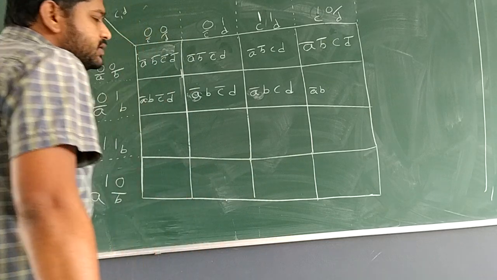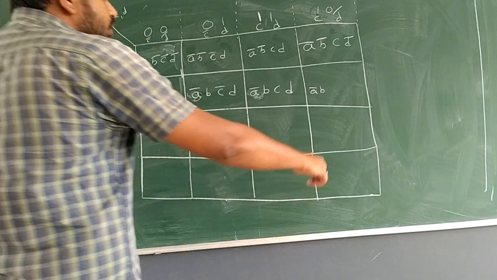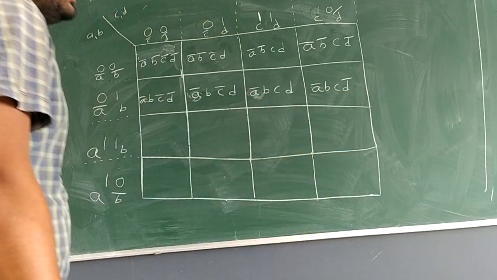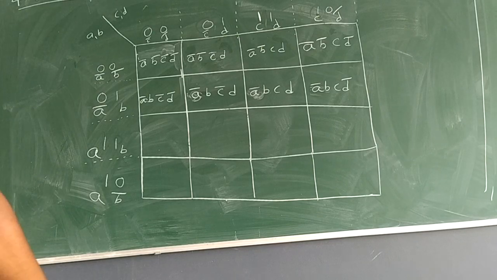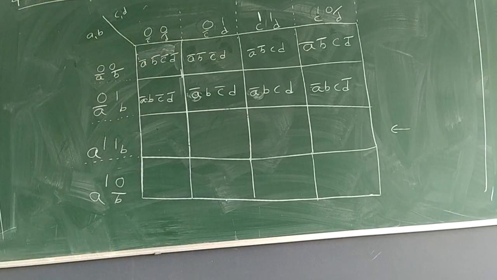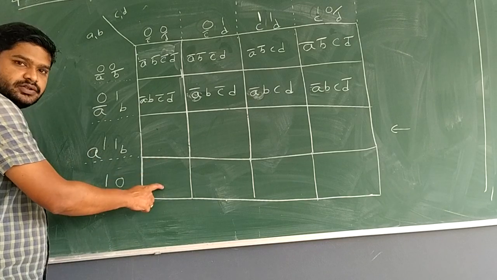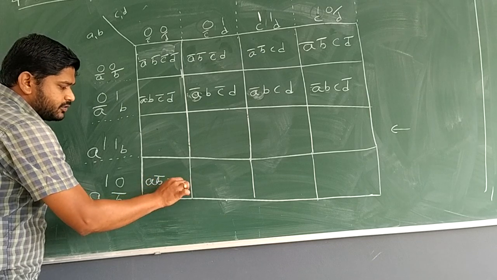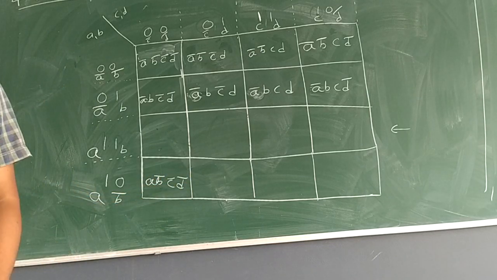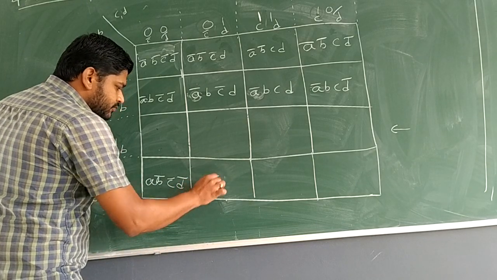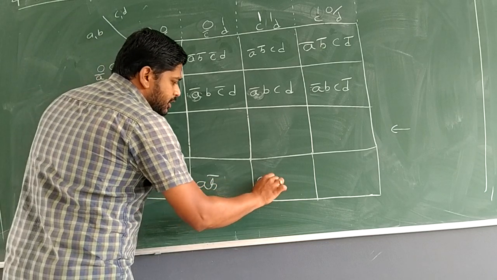vertical variables C, D, third column, fourth column, A complement B, C with D complement. So next, skip the third row. I will tell you why. Okay, so now write the fourth row: A with B complement, C complement, D complement. So again, A with B complement, complete row.